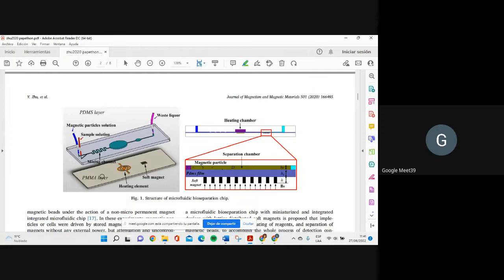And the first thing to do is to lyse the cells to release the nucleic acid, and then with heat they can mix it with magnetic beads and have it absorbed onto the surface. Then they have to separate it using this soft magnet chamber.